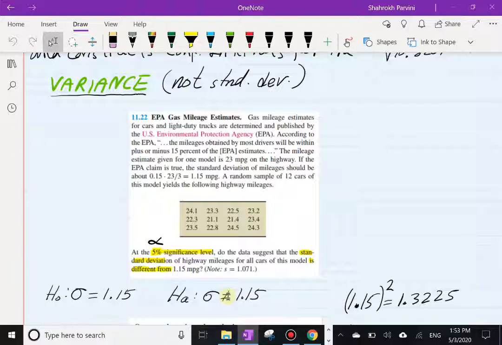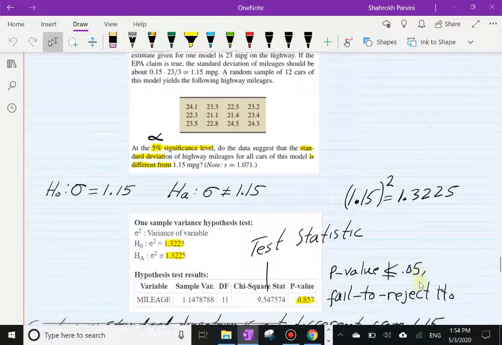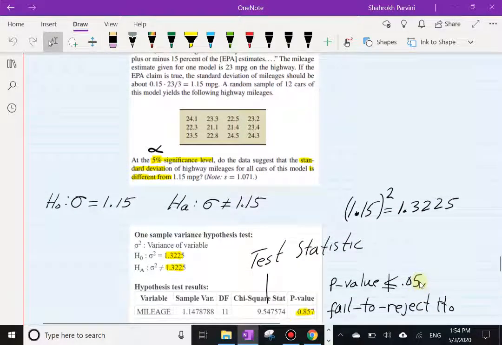Now remember, we're doing things for variances, right? So immediately I need to square that hypothesized deviation, turn it into a variance, 1.3225, because when we go to StatCrunch, that's what we're going to need. And I did, and there you go. So that's where the 1.3225 comes from, and I'll show you in a moment again how I got there. So remember, in this case, the alternative is not equal to. The sample size was 12, and the hypothesized value of the variance is 1.3225.